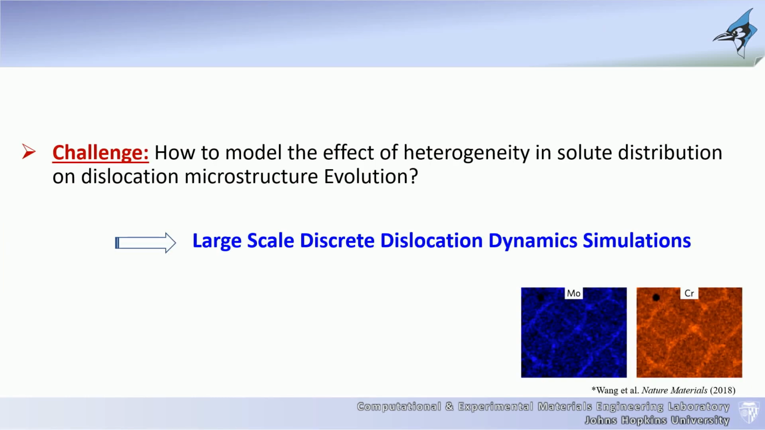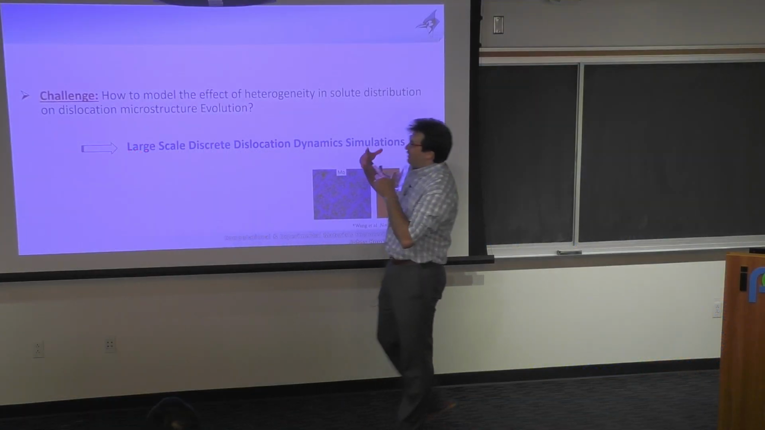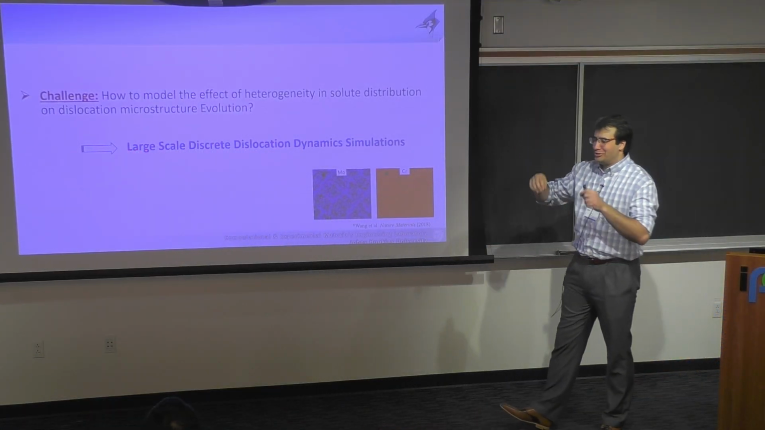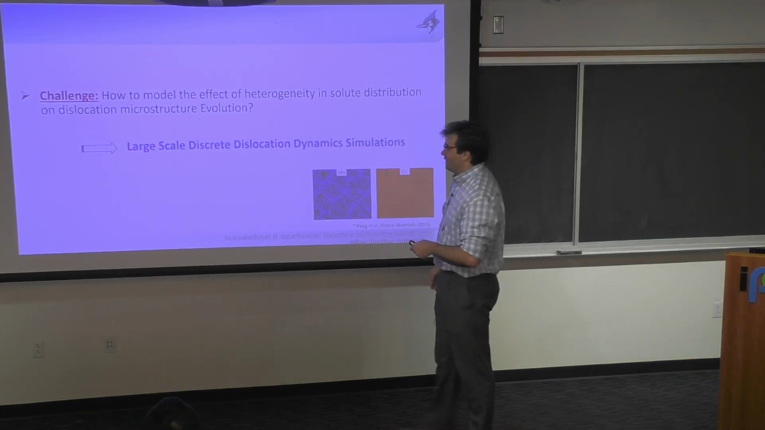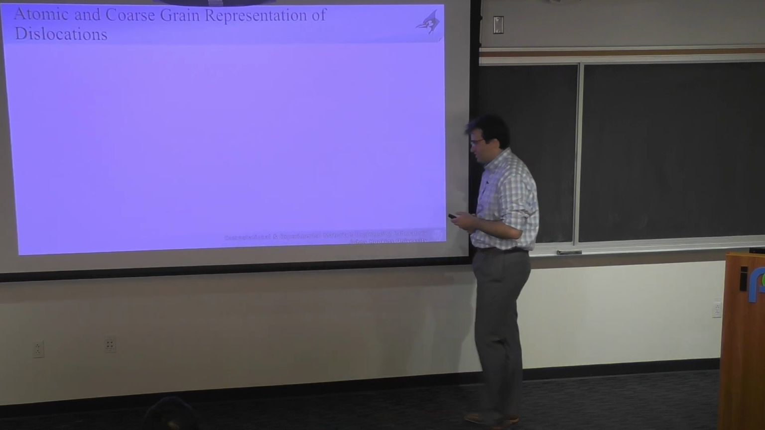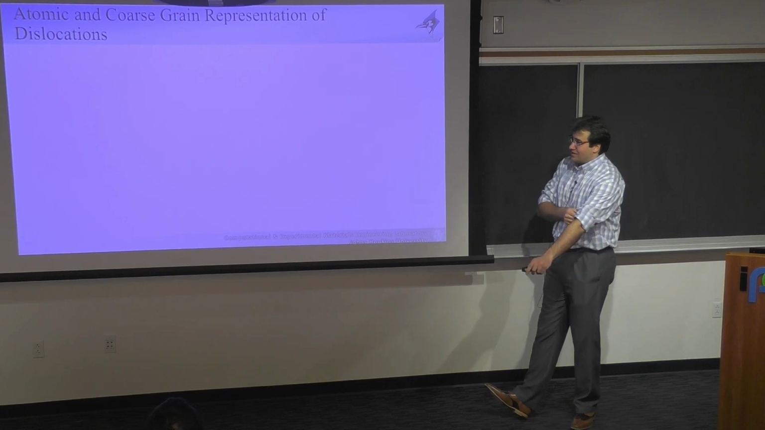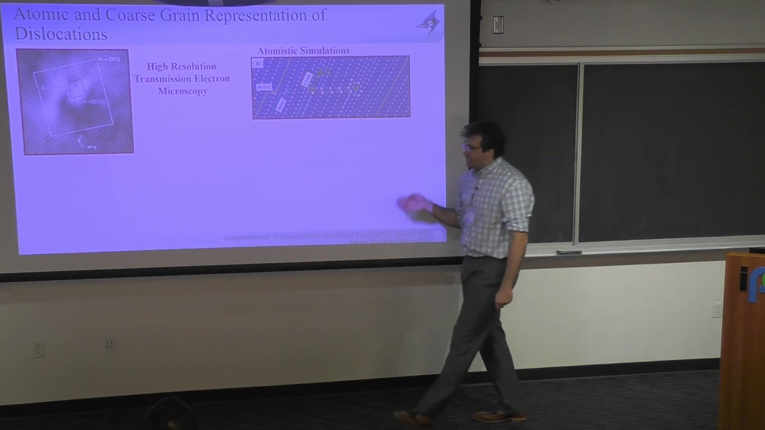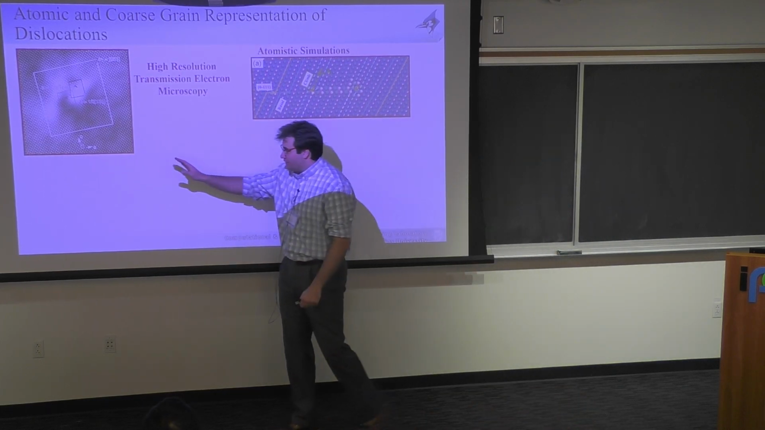Okay, so how to model the effect of heterogeneity in solute. I think this is probably a typo, and I'm getting a little bit tired, but nevertheless, we're trying to basically look at the effect of the heterogeneity in the chemical concentration and how it affects the dislocation microstructure. So what we're gonna do is discrete dislocation dynamics. What is discrete dislocation dynamics? This is my one slide to explain it for anyone that hasn't seen it before.